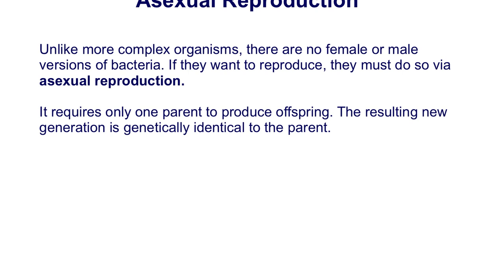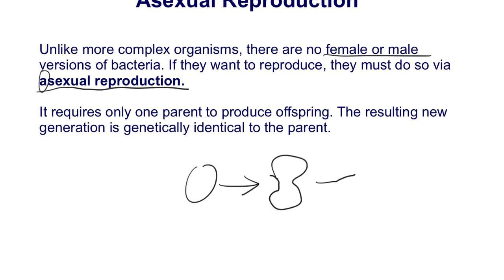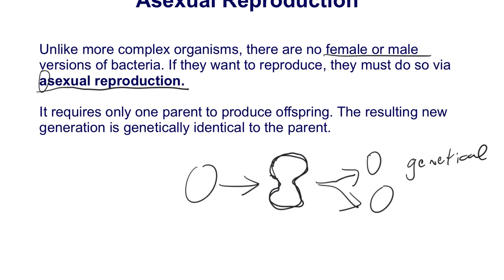There's only one sex of bacteria. There's no female or male. There's no sex to a bacteria. If they want to reproduce, they're going to have to do asexual, without. A means without. Asexual reproduction. So one cell decides to just split up into two, forming two daughter cells. Okay, these daughter cells are genetically identical to the parent cell.